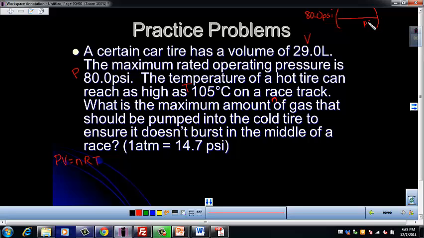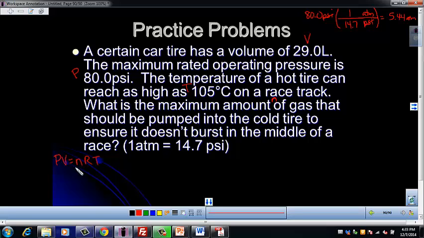So PSI on the bottom to cancel, atmospheres on the top, and then just take the numbers from our little equality down there: 1 atmosphere is 14.7 PSI. And so when I put that in my calculator, I got 5.44 atmospheres. My PSI will cancel here. So let's go ahead and plug that in.